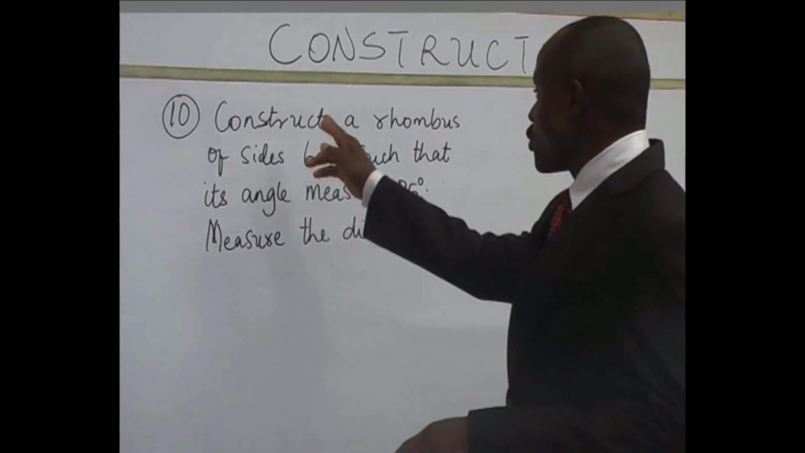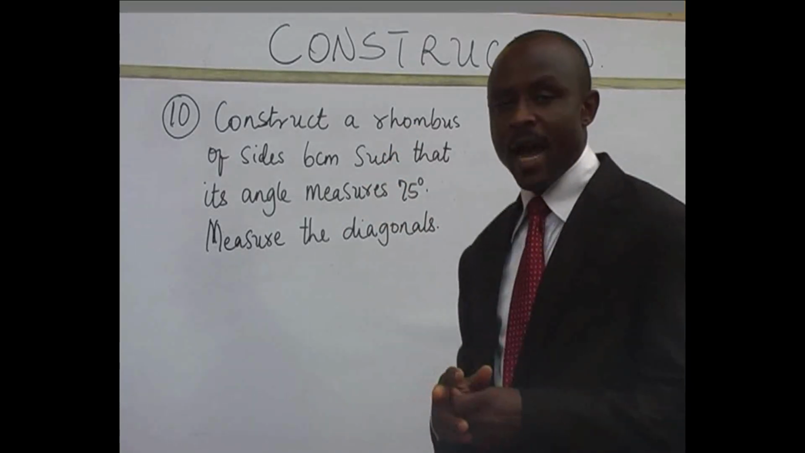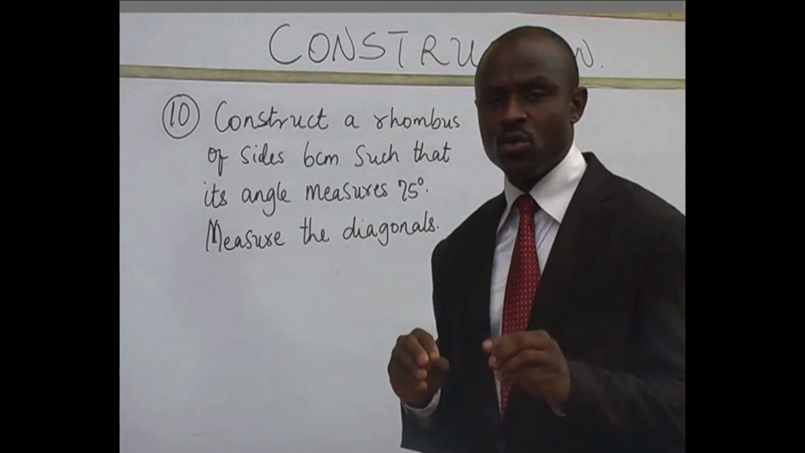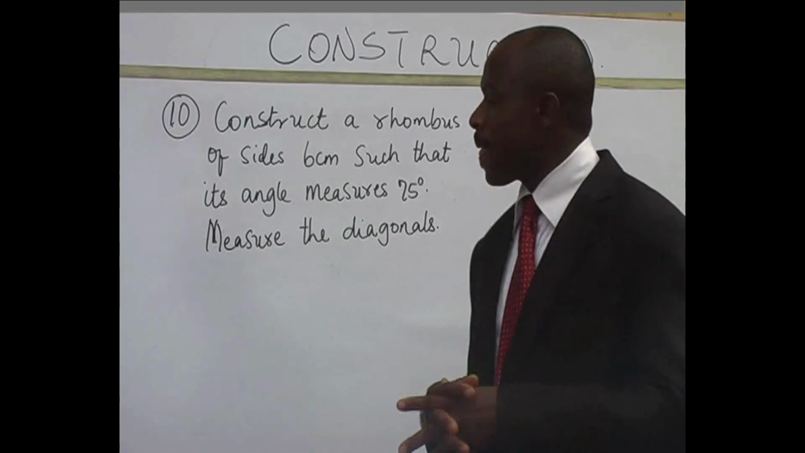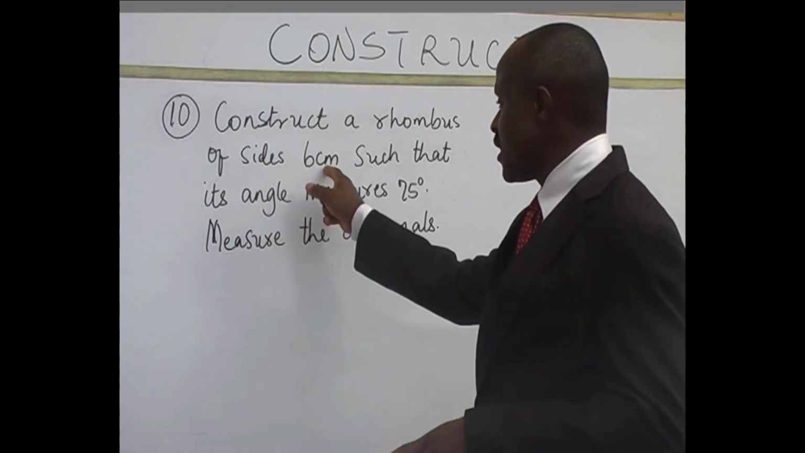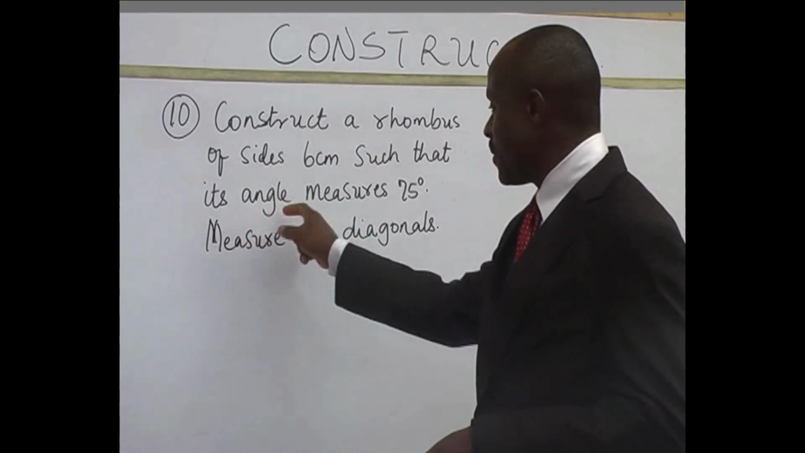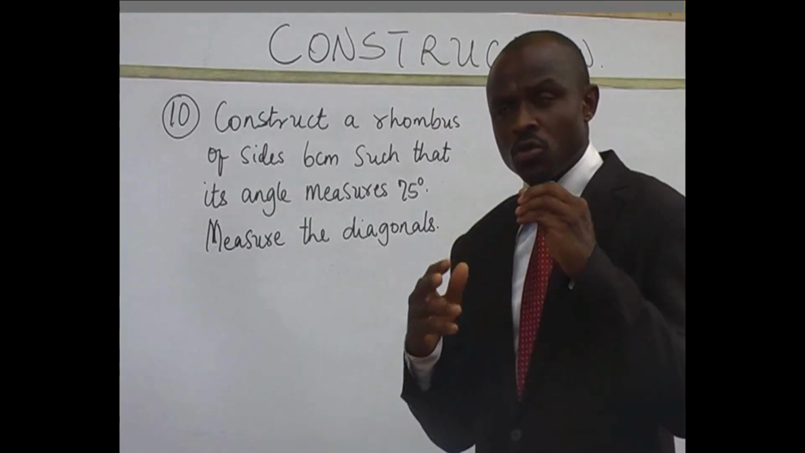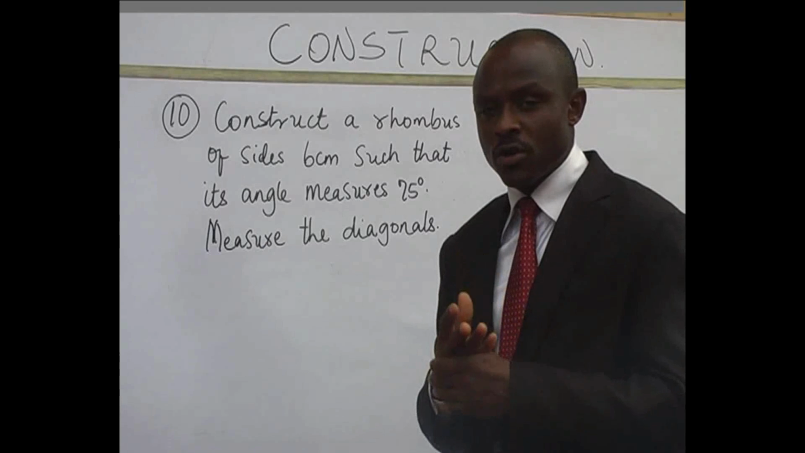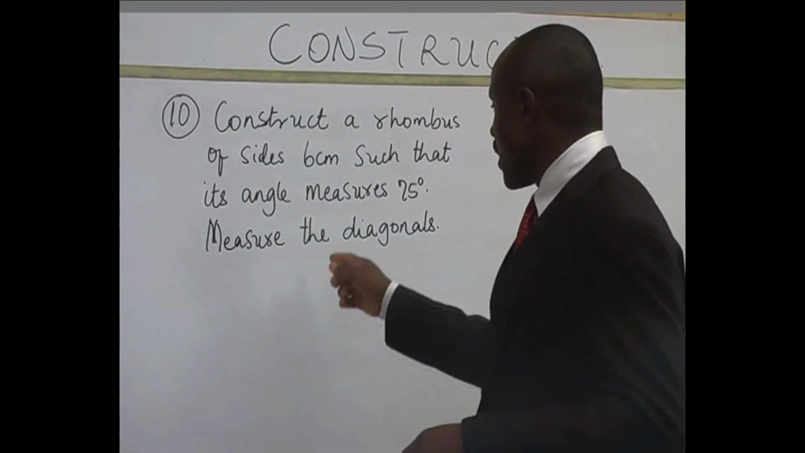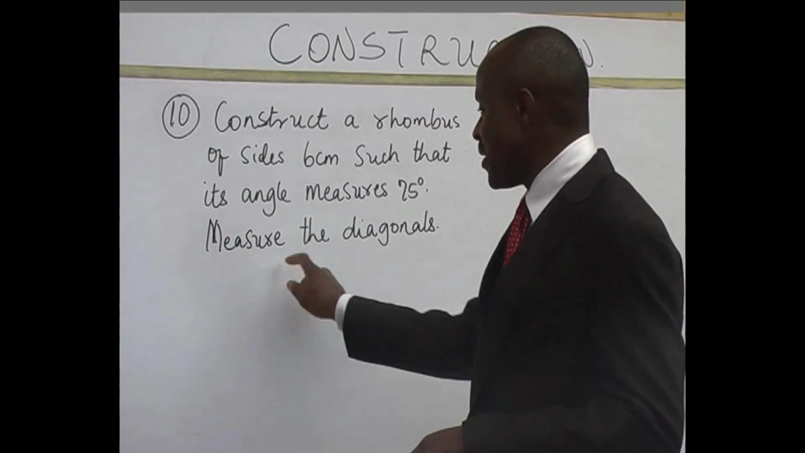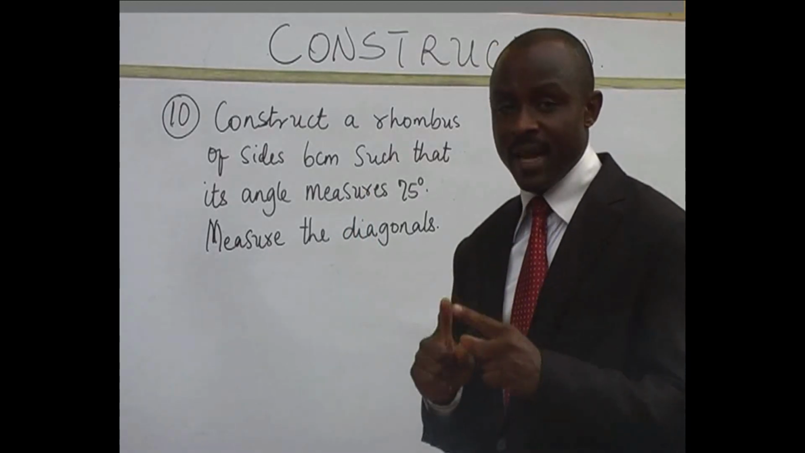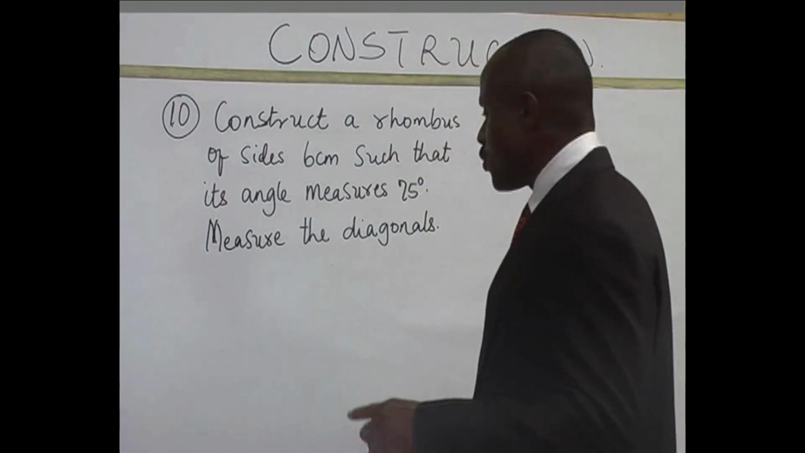It's telling us that we should construct a rhombus. I know you may not have heard about rhombus. I'm going to use this opportunity to explain to you what a rhombus is. A rhombus of sides 6 centimeters, such that its angle measures 75 degrees. I also want to use this opportunity to show you how to construct angle 75 degrees. After that construction, they say you should measure the diagonals of the rhombus, because the diagonals of a rhombus have different lengths. First of all, I want to explain what a rhombus is.